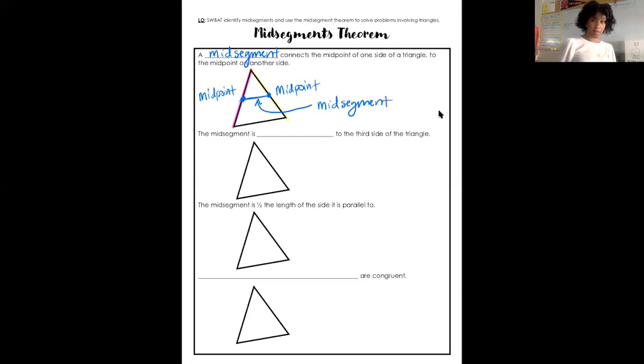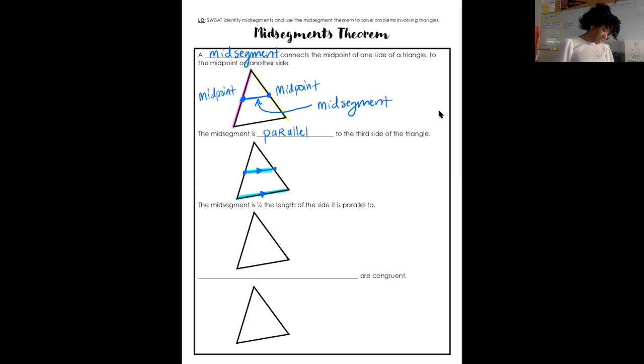That is a midsegment. Now, there are 3 different ways you could draw this. That's just one, okay? But really there's 3. Every triangle has 3 midsegments. The midsegment is parallel to the third side of the triangle. So on this triangle, let's just draw the midsegment again. There's my midsegment. And if you see here, the midsegment and the third side, they're parallel to each other. And remember, we denote that they're parallel by drawing these 2 triangles.